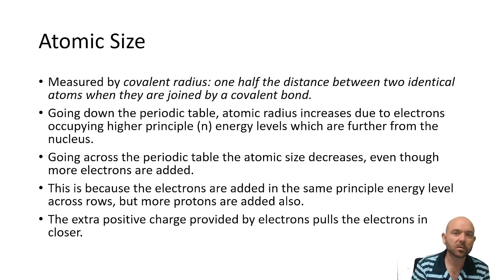This is what is known as effective nuclear charge. That positive charge in the protons pulls the electrons closer as you add more. And so as you go across the row of a periodic table and you're adding electrons into the same energy level, the protons start to pull that in, making it so that as you go across the row, the size actually decreases.